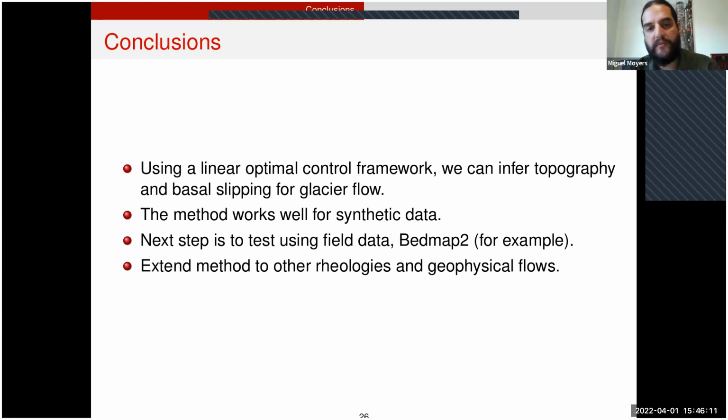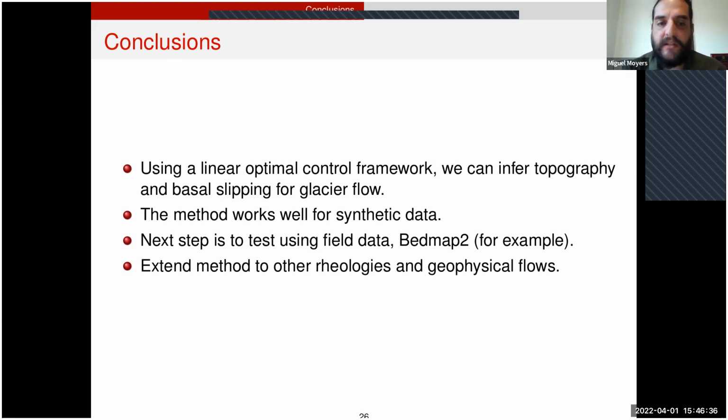The method works well for synthetic data. Now the next step would be to try to use some field data, so bed map, too, that is available. It's very difficult to get glacier field data from around the world. It's difficult to get, so they are not freely available to everyone to use.